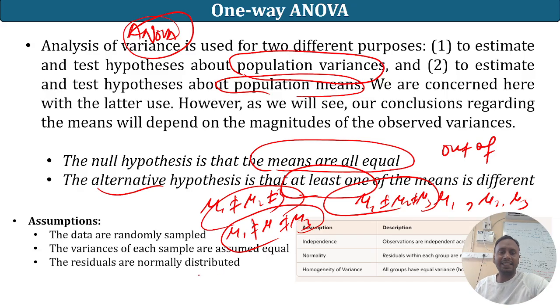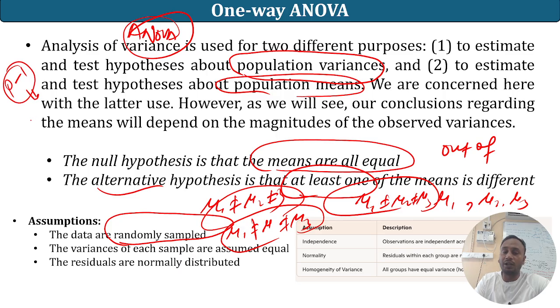So what are the assumptions actually? The data should be randomly sampled. It should not be categorized or something like this. Let's say we have population one, and I'm going to take some 10 samples. It should be a random sample, not categorized. Then the variance of each sample is assumed to be equal. We have to take the sample, not the population.